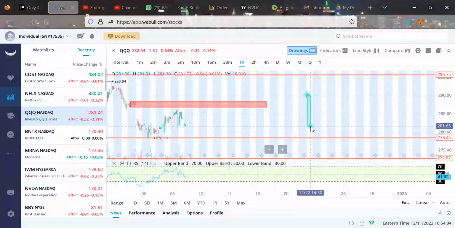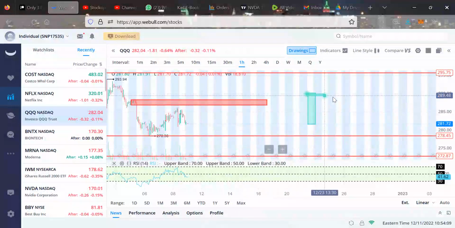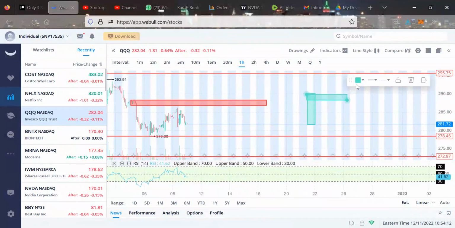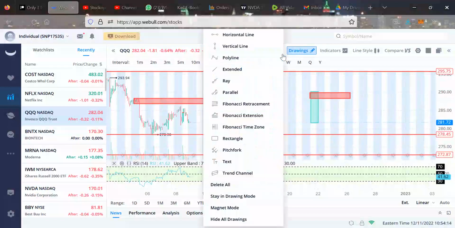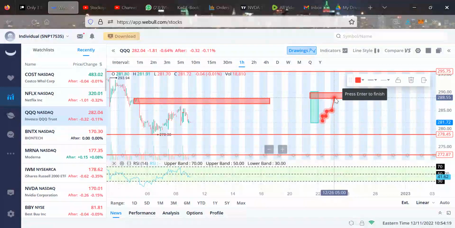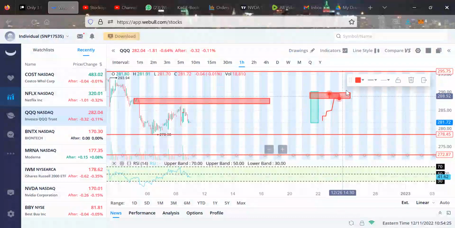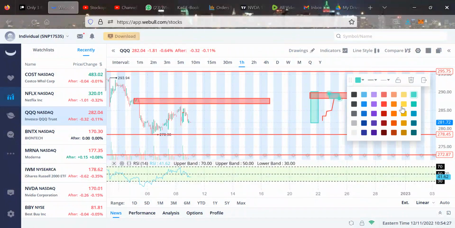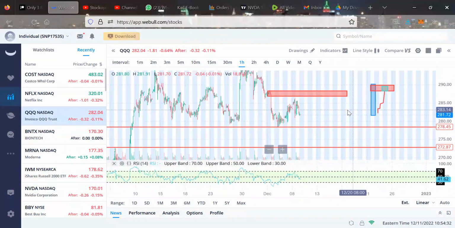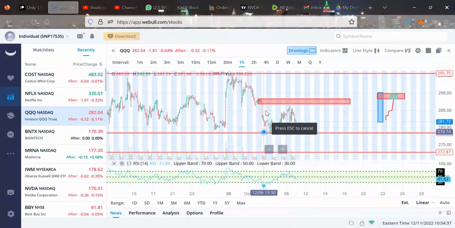We have that center structure. Once we have that structure, we have the SND. Let's make it red. Then we have price coming up to that zone to mitigate it, and then we have the confirm of what we use via Wyckoff. This is supposed to be blue. So we have an entire structure here, from this high to this low.